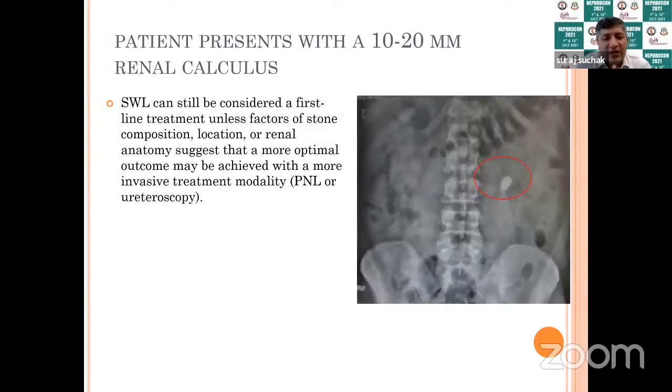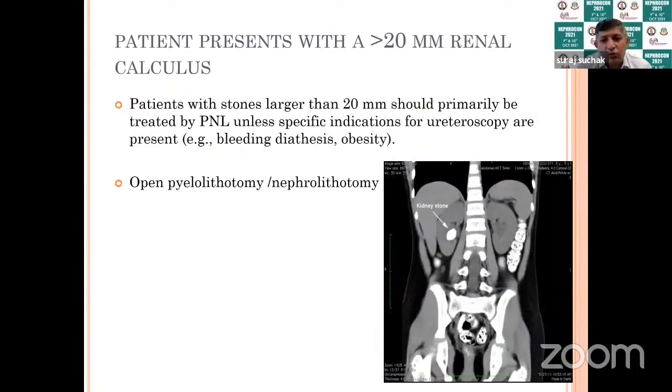So as the stone size will increase, we will go from ESWL towards PCNL. For stones which are 10 to 20 millimeters, ESWL is still the preferred option, followed by RIRS and PCNL. In a stone which is very, very large, the treatment of choice would be PCNL because ESWL and RIRS become extremely challenging and would be reserved only for difficult cases in that scenario.